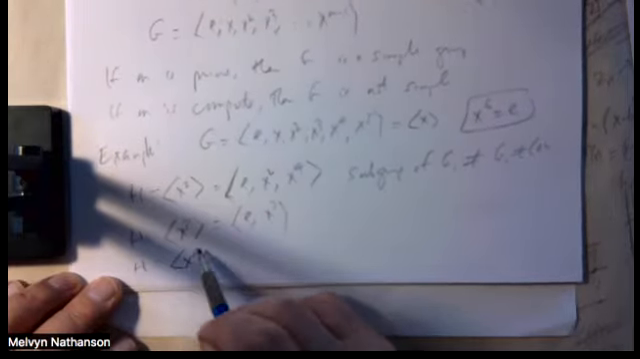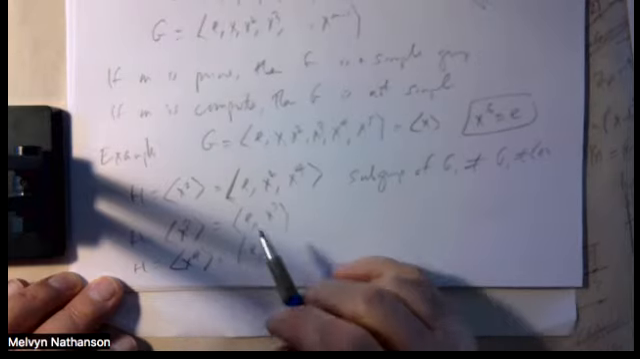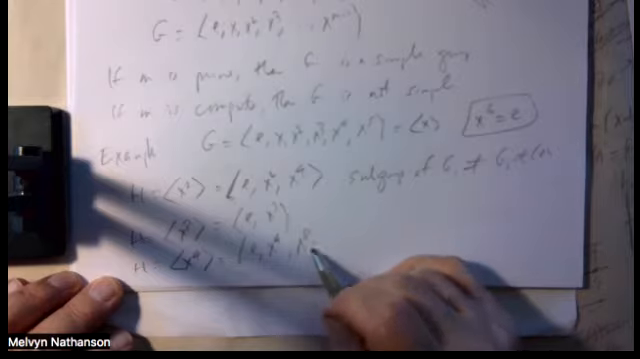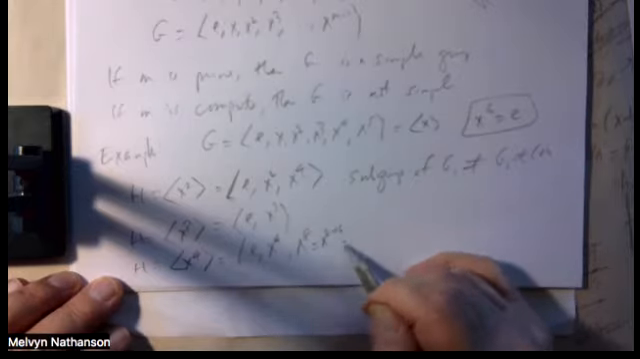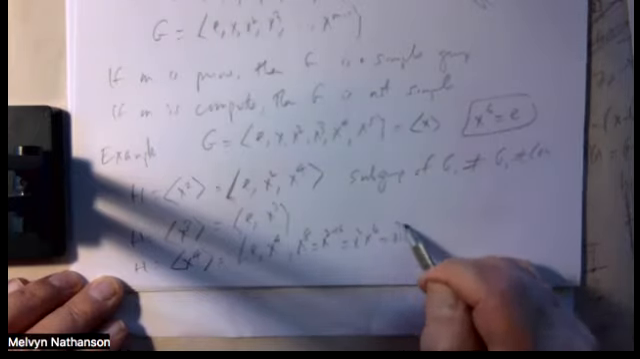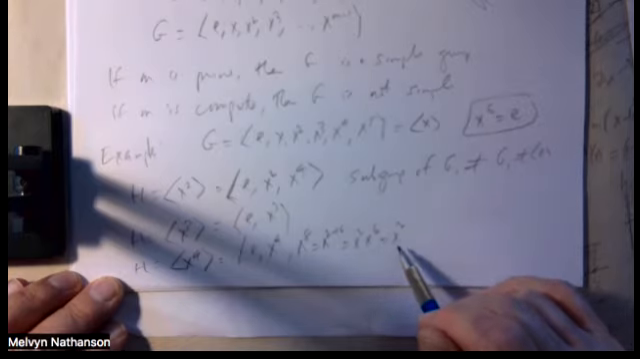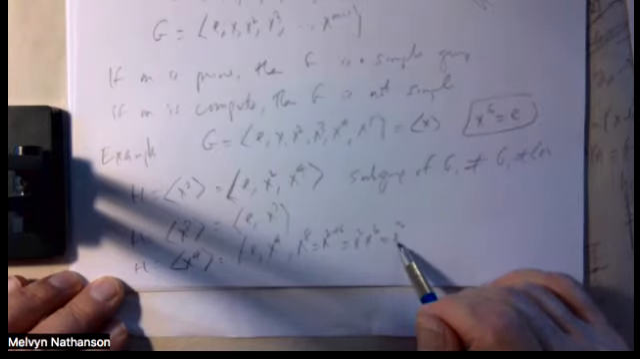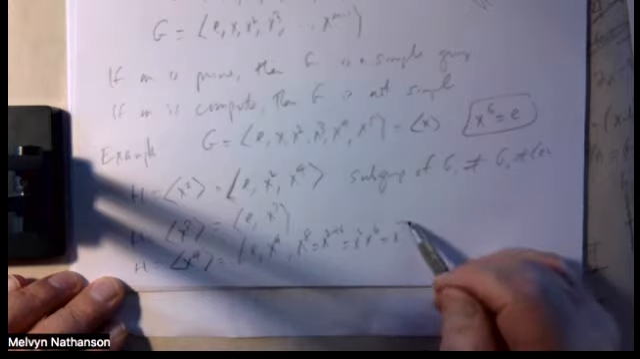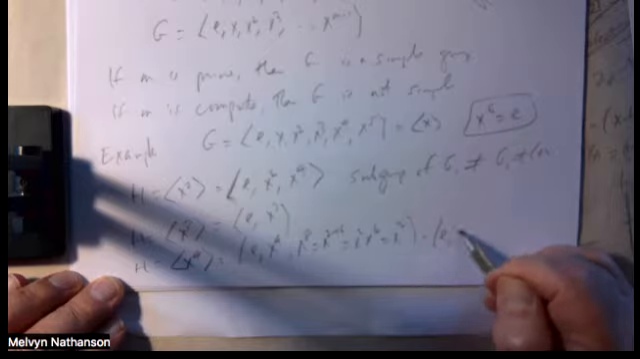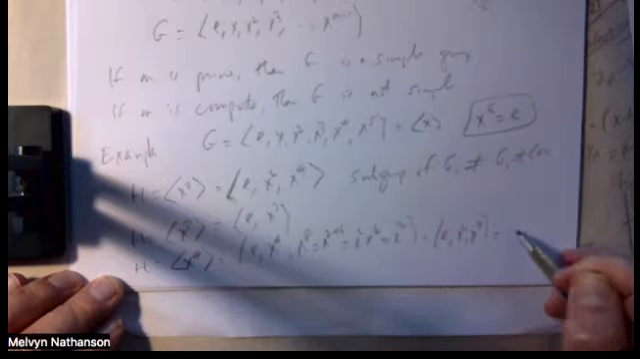Suppose I take the subgroup generated by X to the 4th. This is E, X to the 4th. If I square it, I get X to the 8th. But 8 is 2 plus 6, so this is X squared times X to the 6th. X to the 6th is the identity, so this is just X squared. If I multiply this by X to the 4th, I get X to the 6th, I'm back to the identity. So the subgroup generated by X to the 4th consists again of these same 3 elements. It's the same as the subgroup generated by X squared.